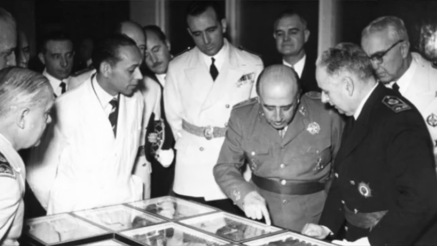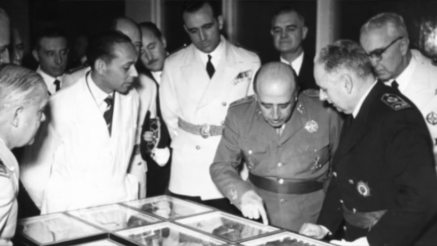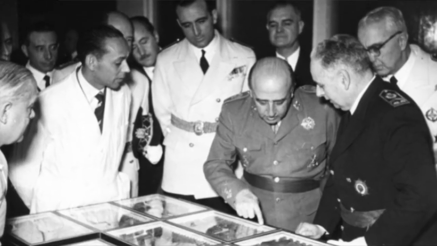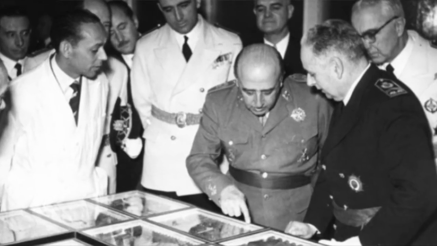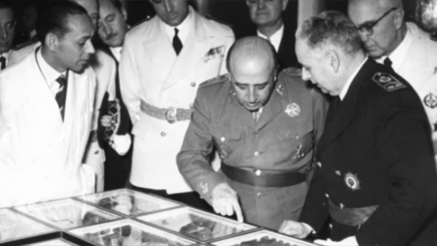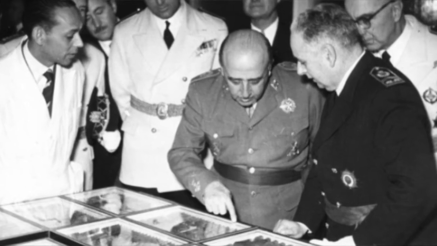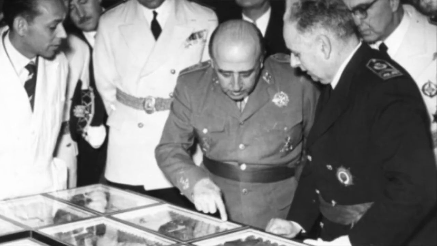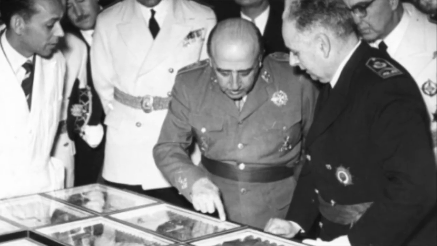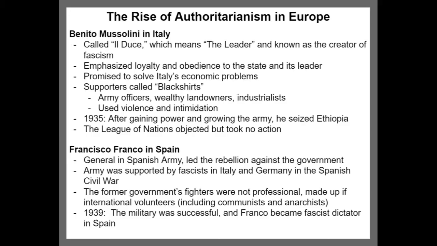The former government's fighters were not professional. The standing army was fighting against the government, and the government was bringing in international volunteer fighters, including communists and anarchists. So they were a lot less organized and a lot less well supplied. In 1939, the military was successful and Franco became the fascist dictator in Spain.